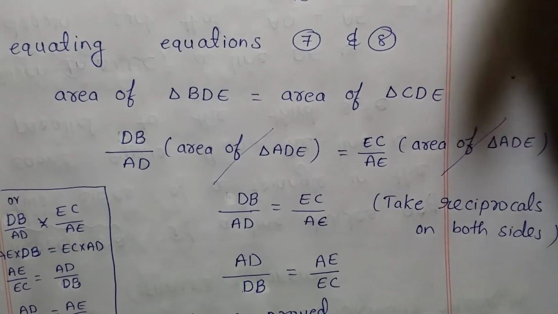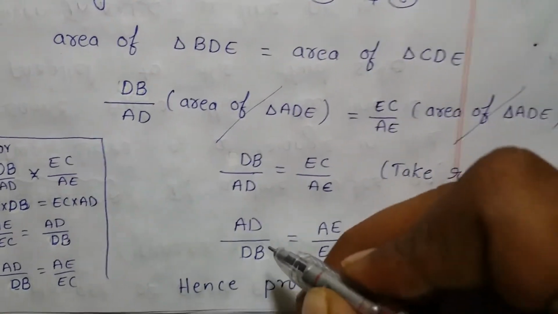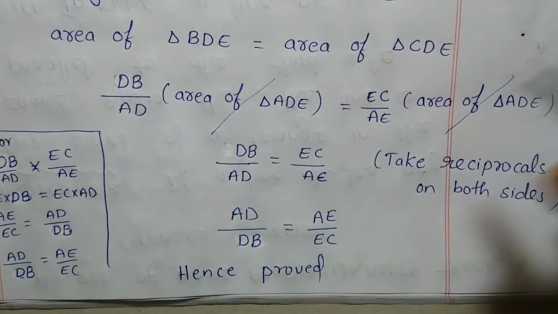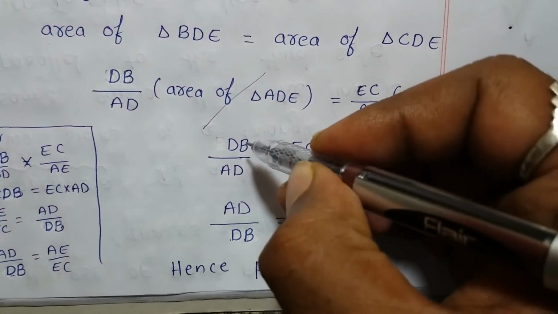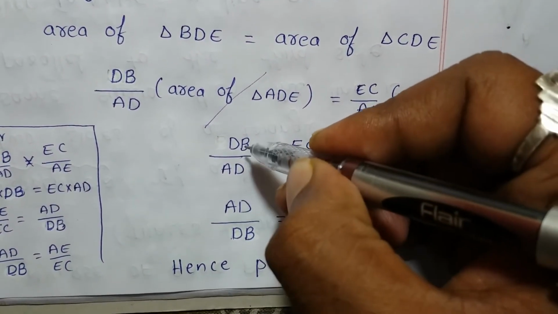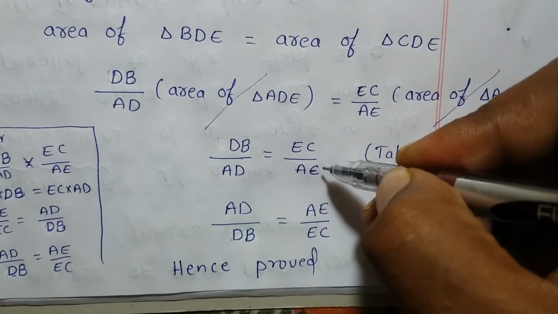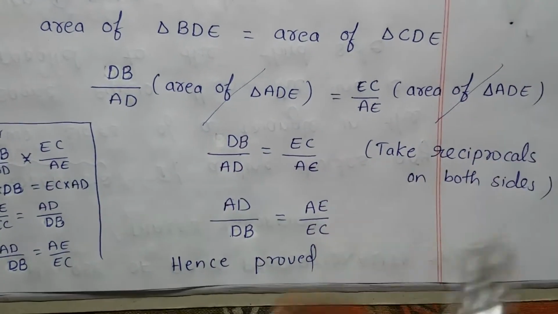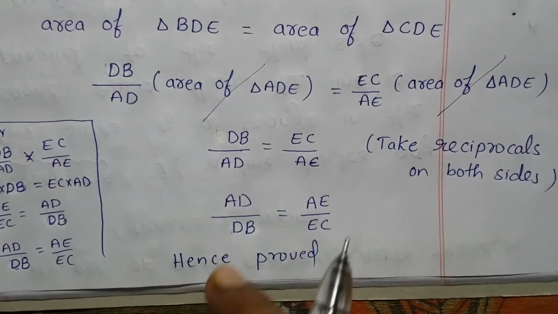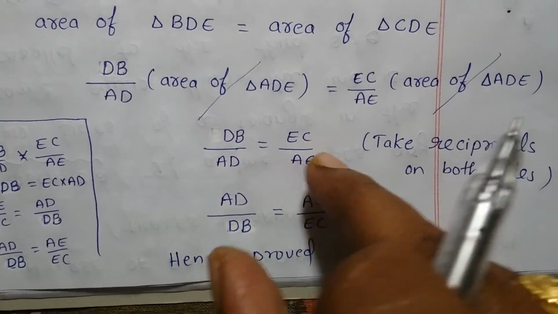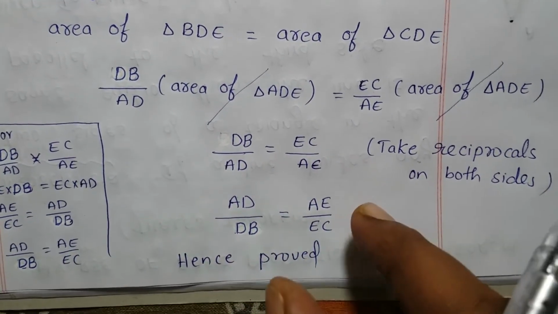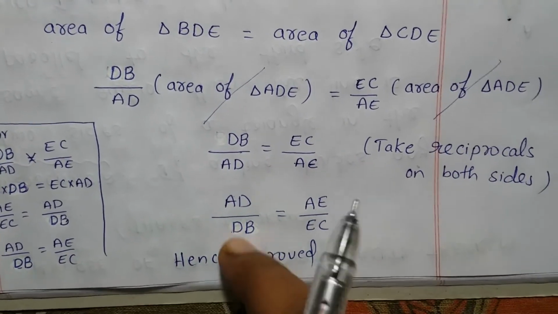Now we take the reciprocals of both. So that is, write denominator as numerator, numerator as denominator. So that is AD by DB is equal to AE by EC. Hence proved. This is the required equation needed for us.